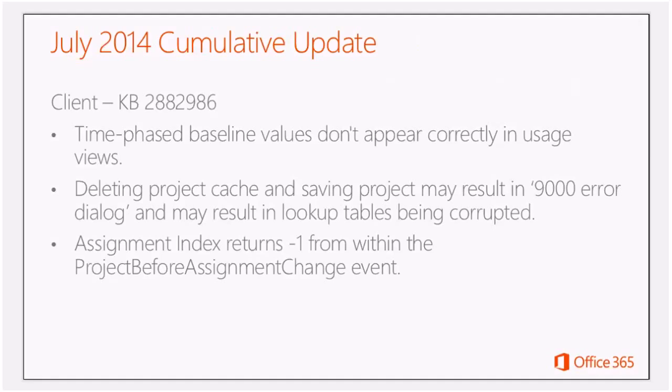Unfortunately, when you viewed those values within PWA for baseline 0, baseline 1, baseline 2, baseline 3, baseline 4, all the way through baseline 10, they would all show the exact same numbers. What was happening here is that there's a setting that allows you to choose which baseline earned values are calculated from. That setting was controlling what was being viewed within the usage views. So if it was set so that your earned value was based on maybe baseline 3, then all of the baseline 0 through 10 would show baseline 3.